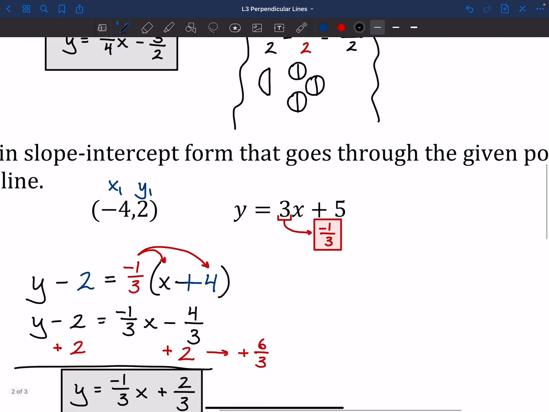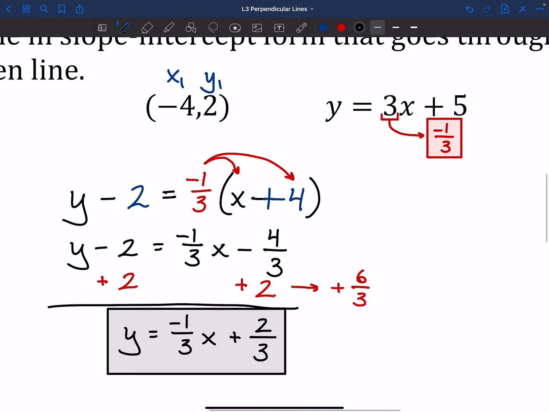All right, so hopefully you gave it a go. This is what I got. You can see that I started off the same way, x1, y1, got my opposite reciprocal for the slope and plugged it all in at the start there. From here, what I did is I distributed into those parentheses. When I did negative 1/3 multiplied into that positive 4, I got negative 4/3. Then we had to add 2 to both sides. When I added 2, I had to think about it as something with thirds. 2 is the same thing as 6/3. So I just added that.